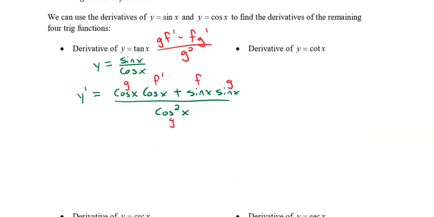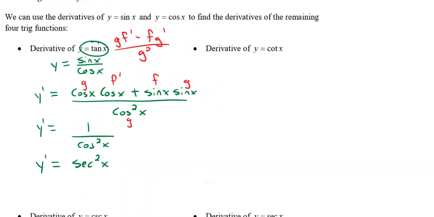So now from there, what we have on the top is cos times cos, that's cos squared, plus sine times sine, that's sine squared. So this is really cos squared plus sine squared. Well, that's one of our identities, which is 1. So this is 1 over cos squared x, otherwise known as secant squared x. So there's the derivative of tan: secant squared x. That is on your formula sheet, by the way, too. You won't have to do that every time, but that's how we find that one.